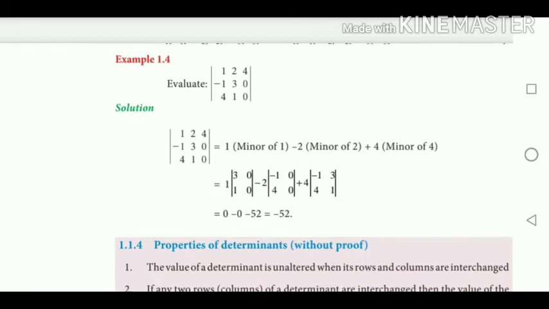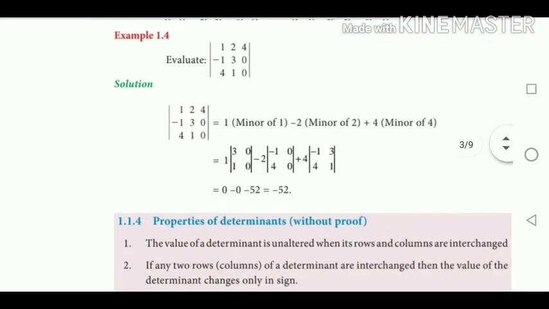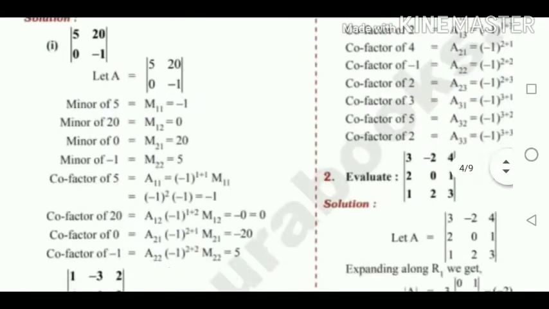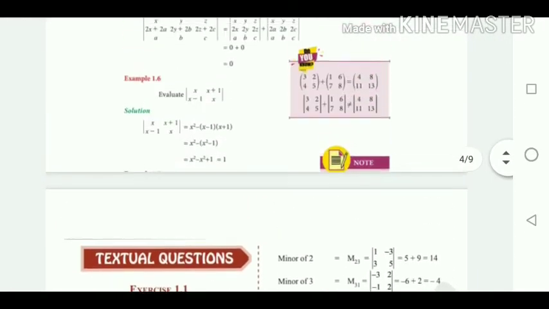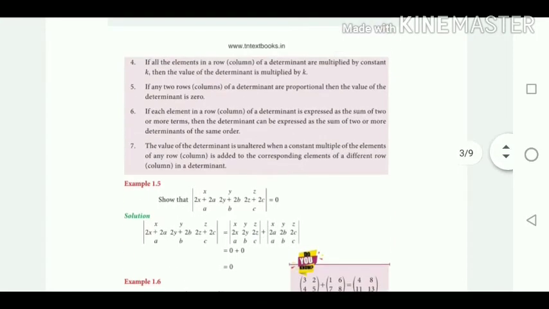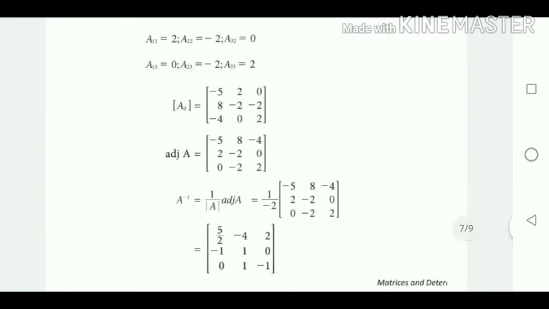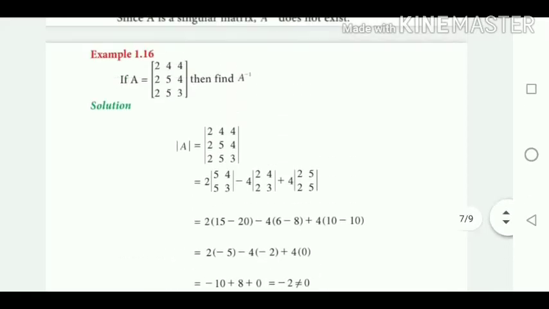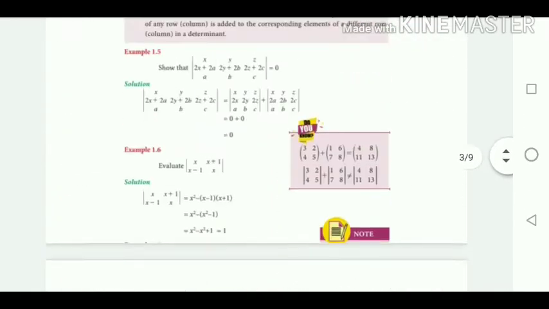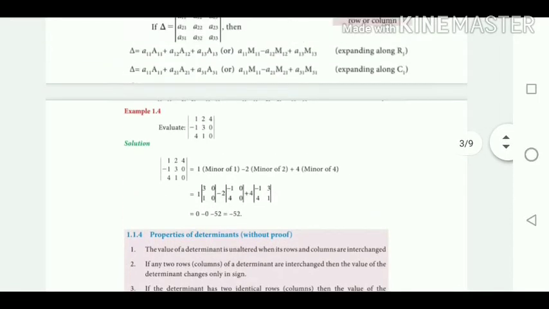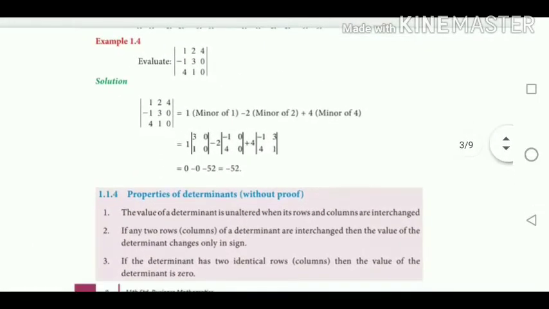Now we are going to see example 1.4, evaluate. Here evaluate is nothing but finding the value of the determinant. Wait students, the sum is about evaluate. So evaluate the determinant with rows 1 2 4, minus 1 3 0, 4 1 0.